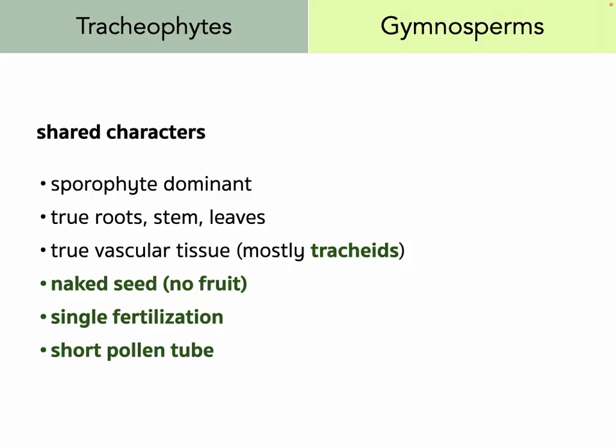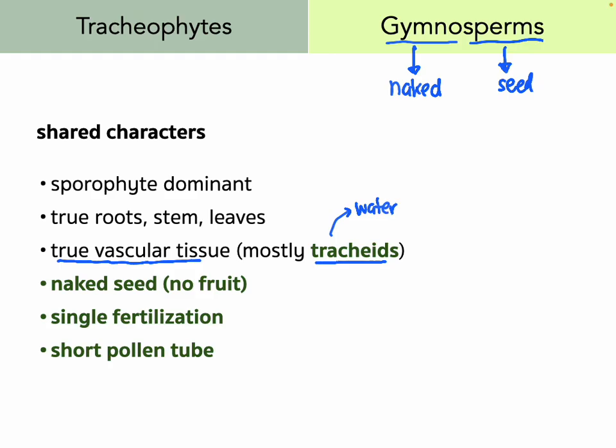So let's talk about gymnosperms. Again, the word gymno means naked. So nothing to protect the seed, naked seed. But they have true vascular tissue, mostly tracheids. Tracheids are the water tubes in the plant, but they are small ones. It looks kind of like this. We'll have a picture in the following page. It's very small, with holes to transport water.